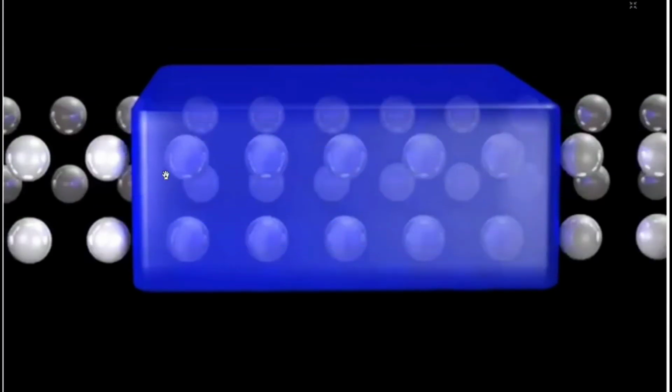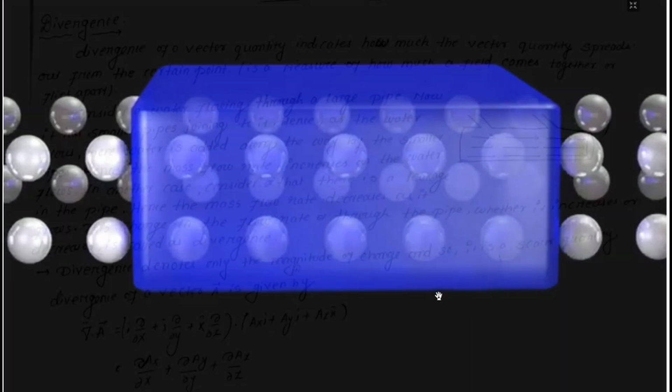Here from the perspective of the outside world, the number of particles entering the region is more than the number of particles coming out of it. The region of space absorbs particles, so the region is said to have negative divergence. Here the number of particles entering the region is equal to the number of particles coming out of it. The region of space is neither absorbing nor generating. The region of space has zero divergence.